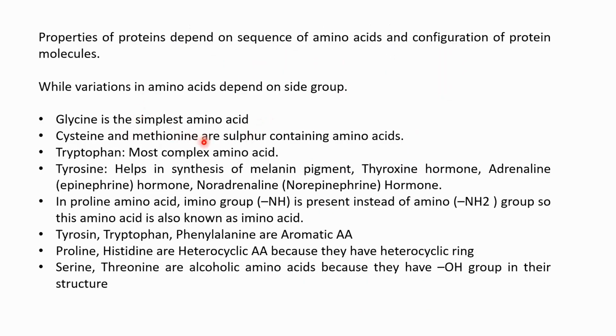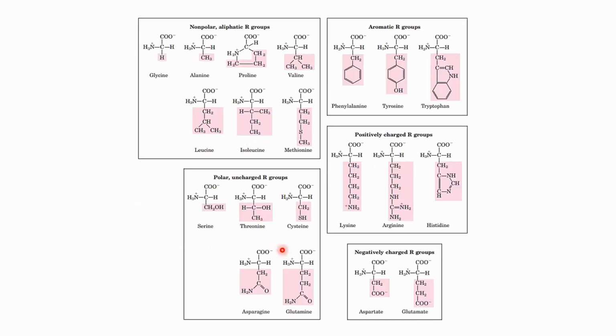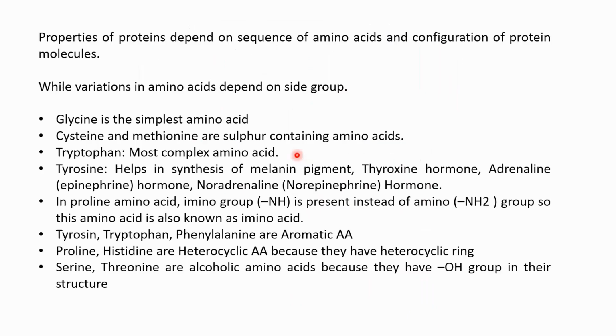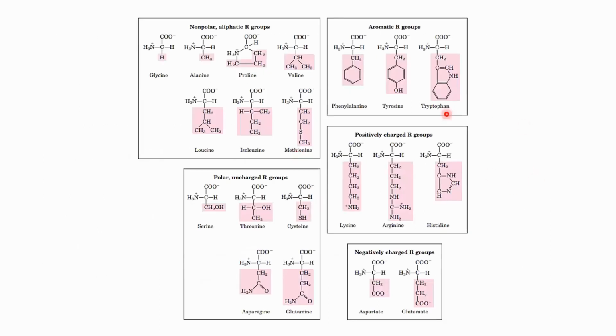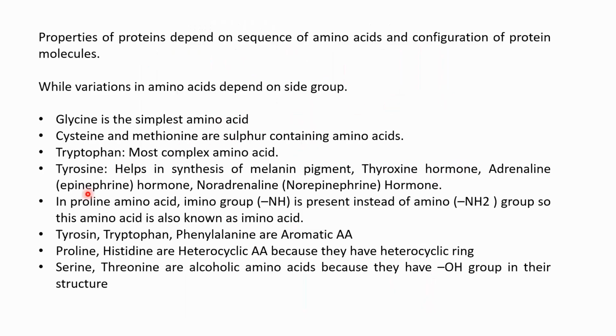Cysteine and methionine, as I mentioned, are the ones that contain sulfur. So they are sulfur containing amino acids, as we can see in this diagram. Cysteine is here, which contains sulfur, and methionine also contains sulfur. Tryptophan is the most complex amino acid, as we can see in the diagram. Tyrosine helps in the synthesis of melanin pigment, thyroxine hormone, adrenaline, which is epinephrine hormone, and noradrenaline, norepinephrine hormone.